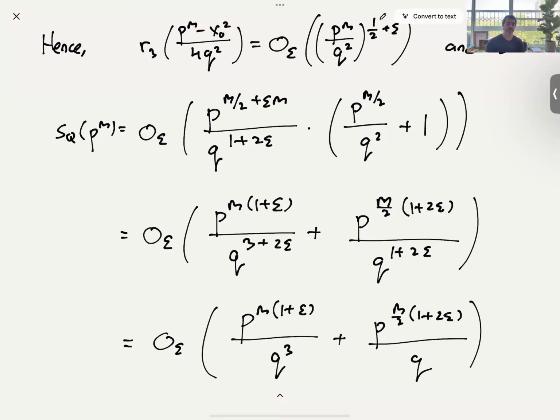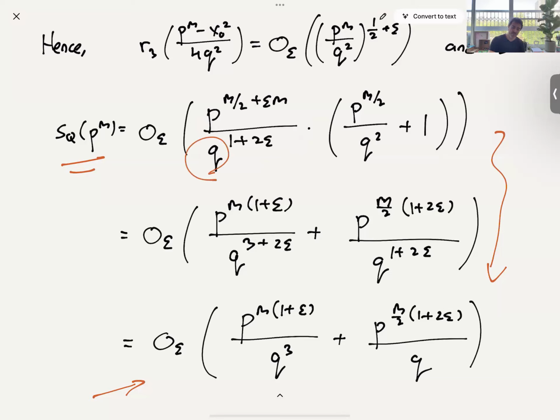Okay. So with this, we can bound from above SQ of P of M, right? We need to multiply how many ways there are to choose x0 times this bound that we got after we fixed x0. Right, so this is the bound that we just got, and this is the bound that we had on how many options x0 have. And if you multiply these two and do a very, very simple calculation, you get to this slightly cleaner bound, in which you have these two summands, p to the m times 1 plus epsilon over q cubed.